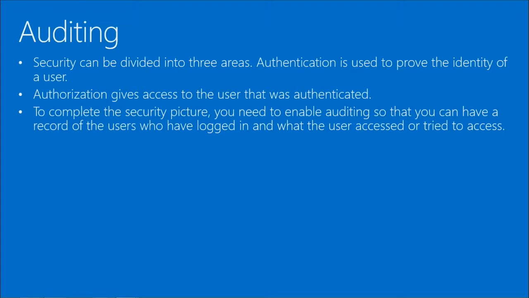Authentication is used to prove the identity of a user. Authorization gives access to the user that was authenticated. And then to complete the picture, there's auditing. So we have authentication, authorization, and auditing. Auditing tracks what objects do or don't do in the system.